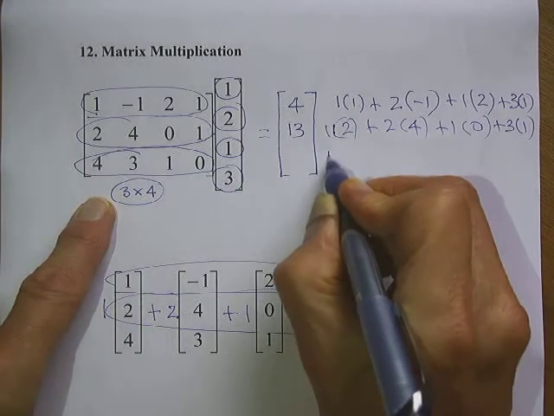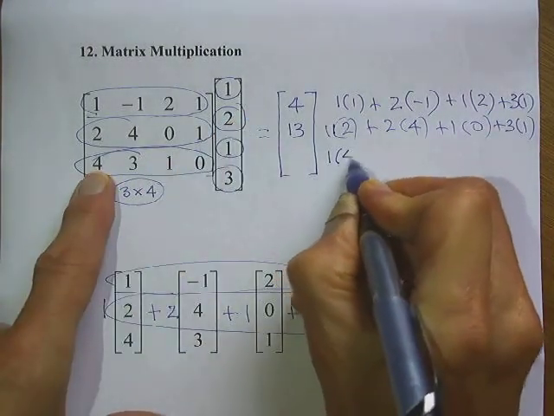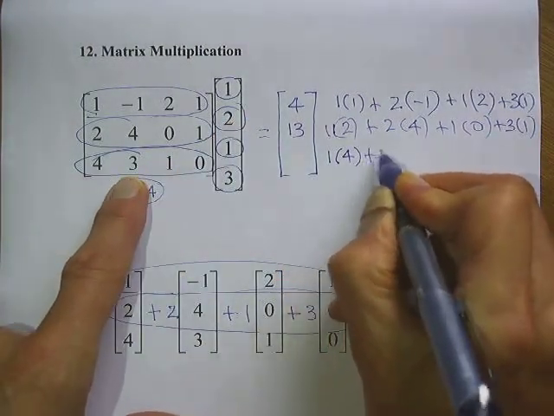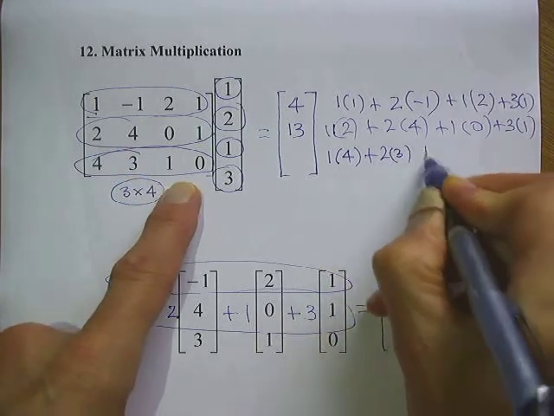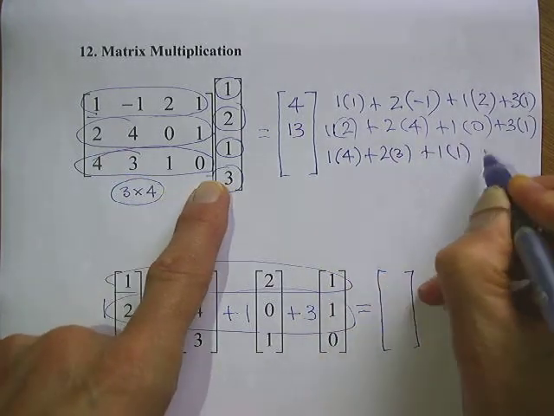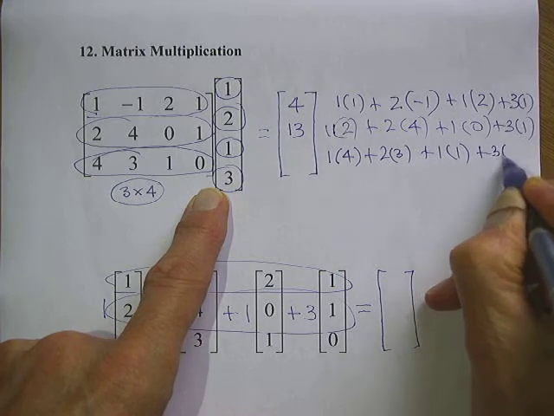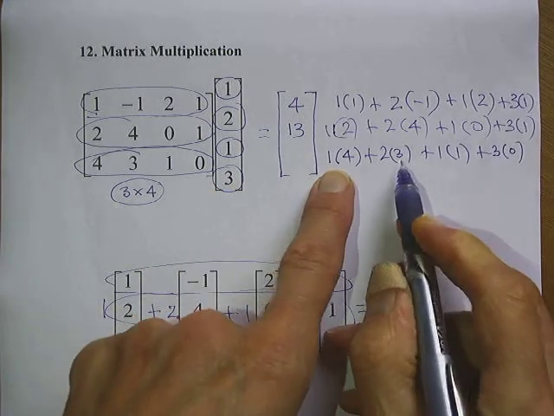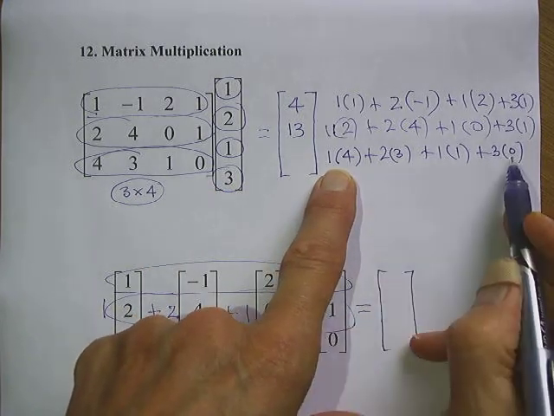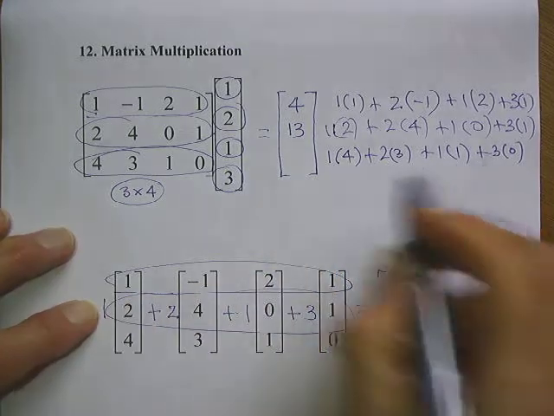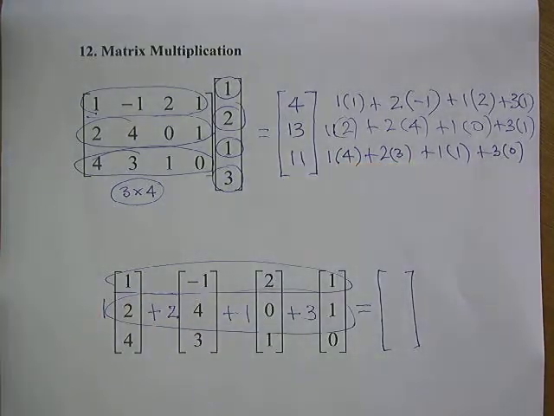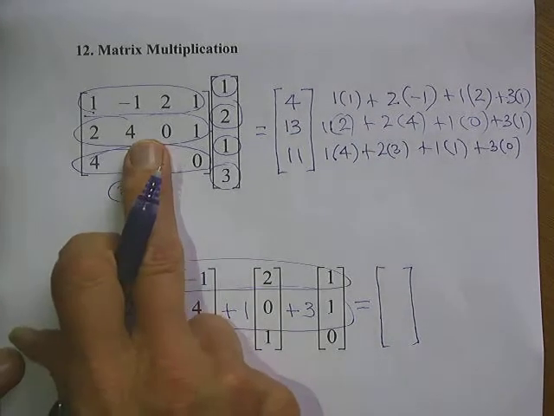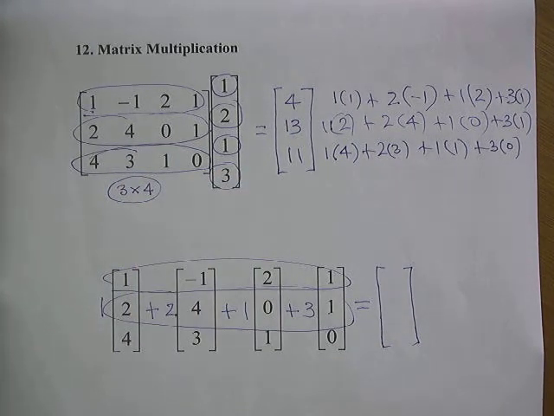And then finally, the last one, 1 times 4 plus 2 times 3 plus 1 times 1 plus 3 times 0. That's 4 and 6 is 10. And 1 is 11. So there's the answer. That's the product of this matrix and this vector.